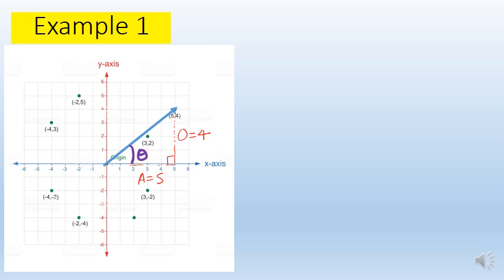If you think about this very carefully, we have a right angle triangle. We've got two sides. We need the hypotenuse. We use the Theorem of Pythagoras.